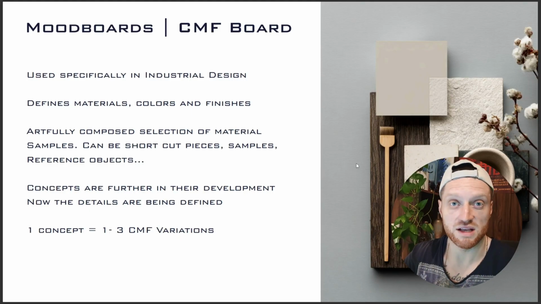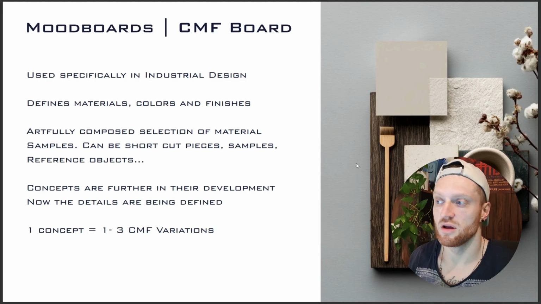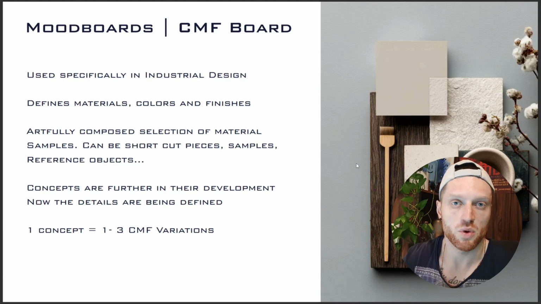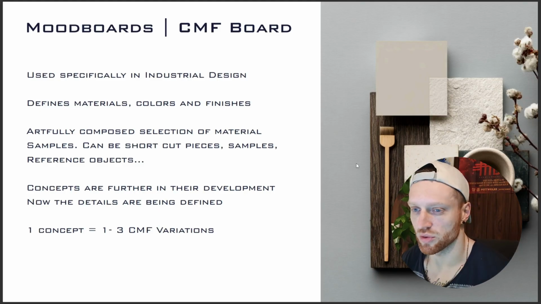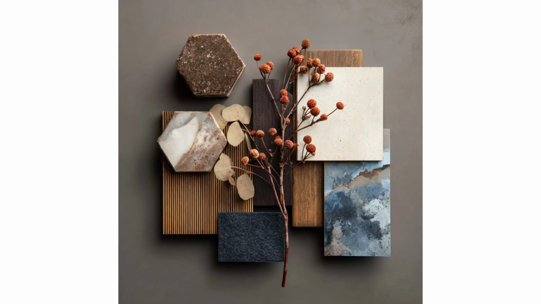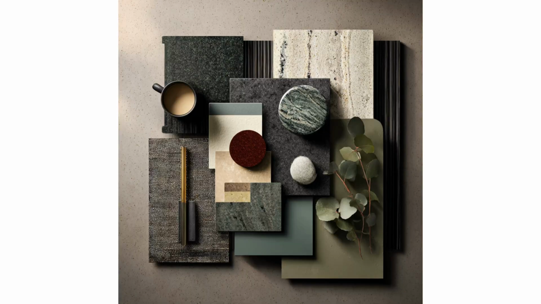How do they complement each other? And which one takes attention from the others, right? Where is the structure dominating and where's the color dominating? So these things you can all implement in the CMF board. You usually take real objects, real materials, cut them into pieces, or have other material samples already, or use reference objects that have that material, that surface structure applied, and put them there.